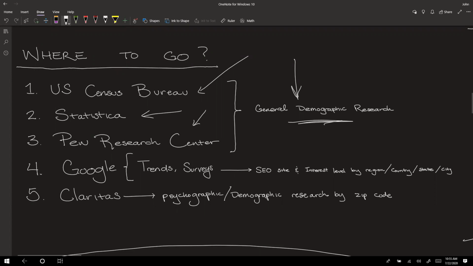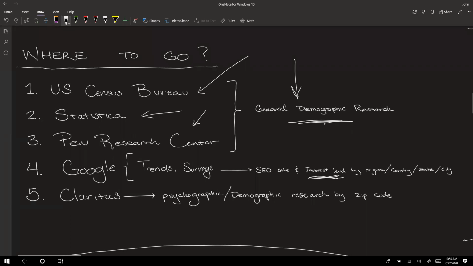Mainly Google Trends is for SEO, search engine optimization, but it can also show interest level by region, country, state, and city, which is super, super helpful. So if you go on to Google Trends and type in a word that's related to what you want to sell, like comfortable shoes, it'll tell how many times people search that and how interested people are by region, country, state, and city.